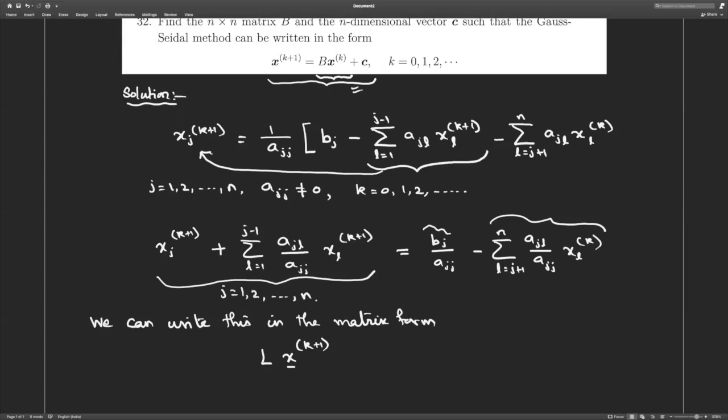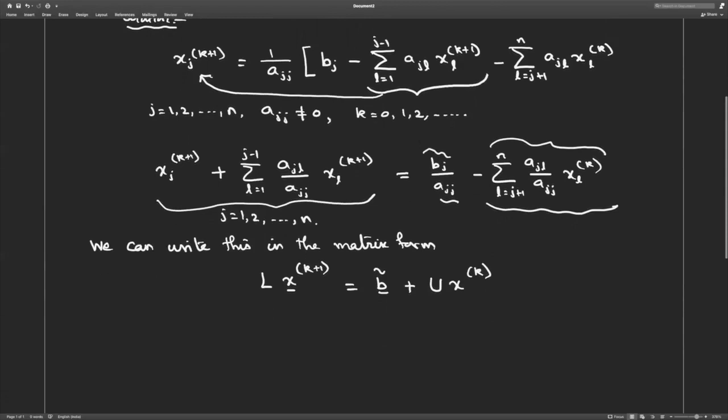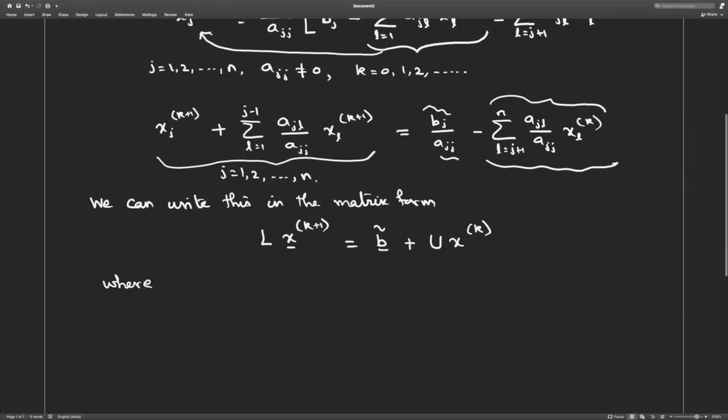So I'm just putting it in the matrix form, is equal to this part, which is my b tilde, plus I'll combine all these terms and make it as U into xk. Why I'm giving these notations L and U, you will come to know that. You can carefully observe and write how this L will look like. I leave it to you to do that.